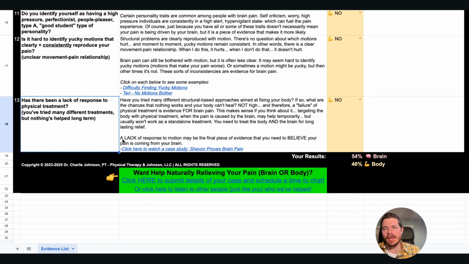And finally, has there been a lack of response to physical treatment? Have you tried many different treatments, but nothing's helped long term? Most treatments are aimed at fixing the physical body and only the physical body. What are the chances that you work with a specialist, many different specialists, and they all claim to know what the problem is and know how to solve it, and nothing works? Or it works temporarily, but the problem keeps coming back. What does that tell you? It tells you you're not really solving the problem. So if you're targeting the body and nothing's working, it's possible you're not getting the relief that you're looking for because it's not a body problem. It's not a mechanical problem. You need to focus on treating centrally the brain.